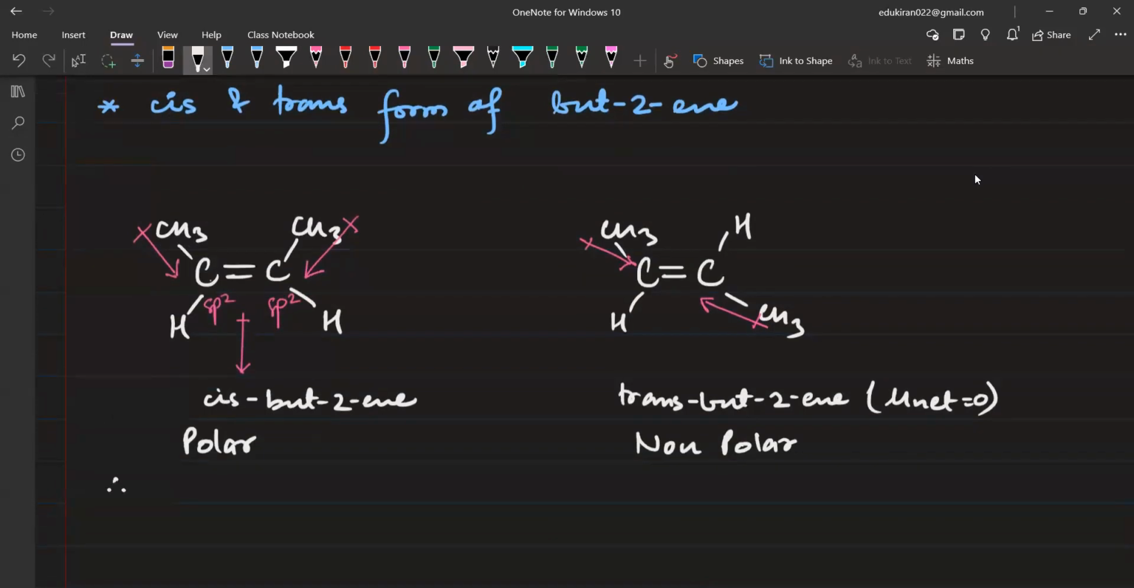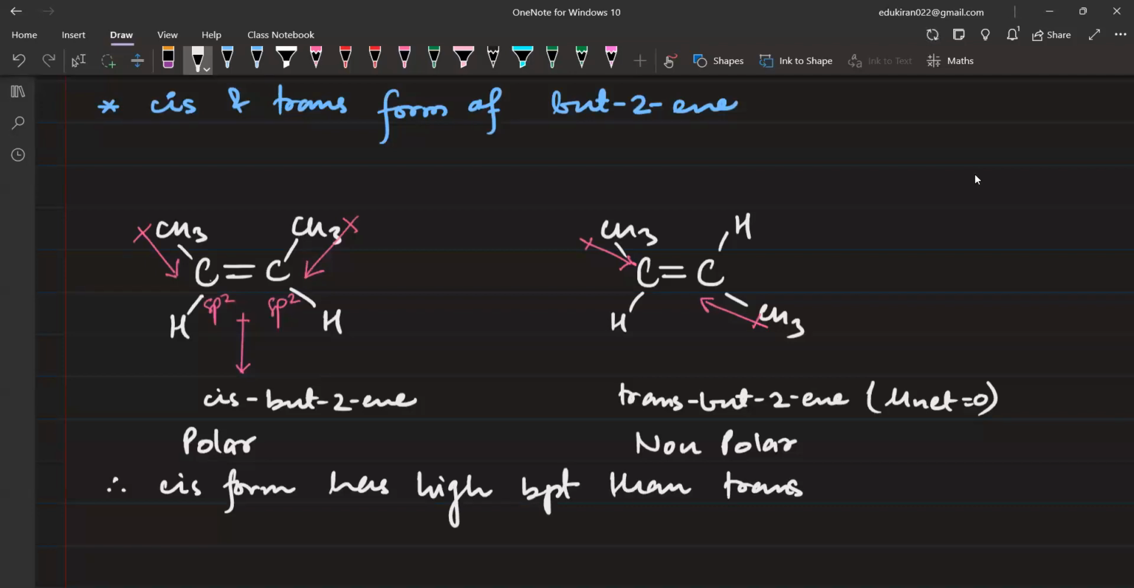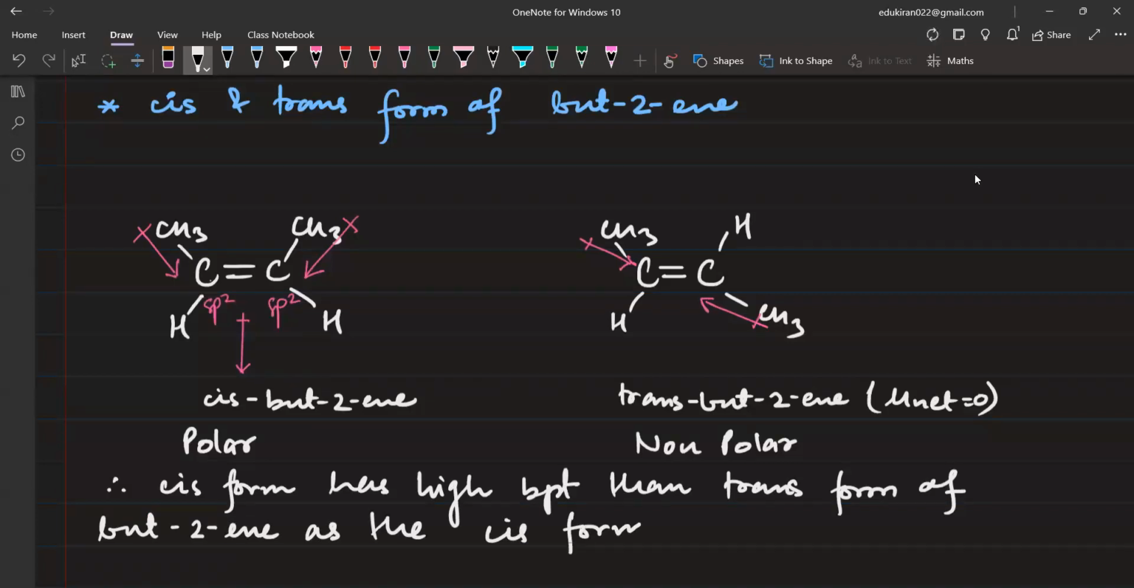Therefore what will occur, the cis form has higher boiling point than trans form of but-2-ene, as the cis form is polar. Does this make sense, guys? Yes or no? Please tell me. Yes, sir.